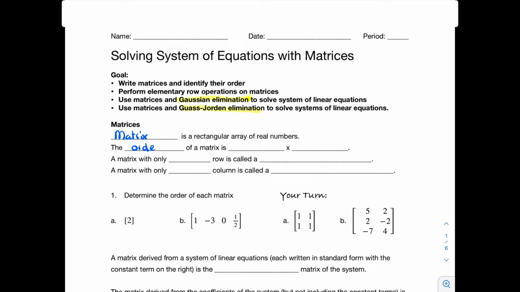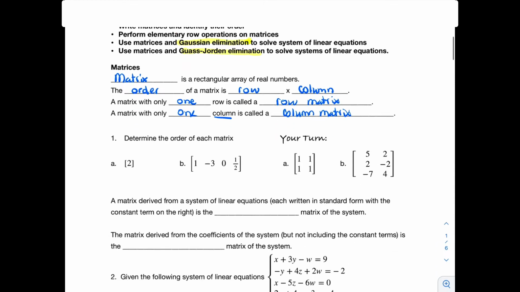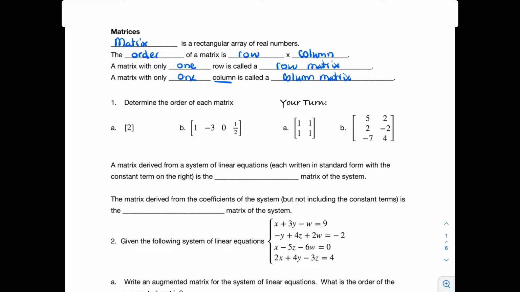The order of the matrix is determined by the number of rows times the number of columns. There are a couple special names of matrices. A matrix with only one row is called a row matrix. A matrix with only one column is called a column matrix. So for the next few examples, we're going to determine the order of each matrix.